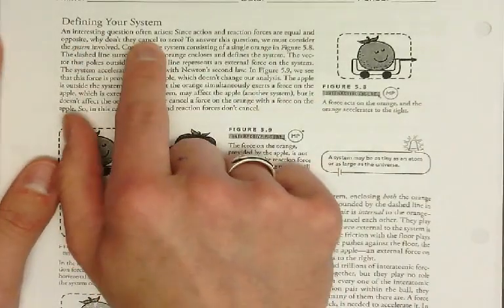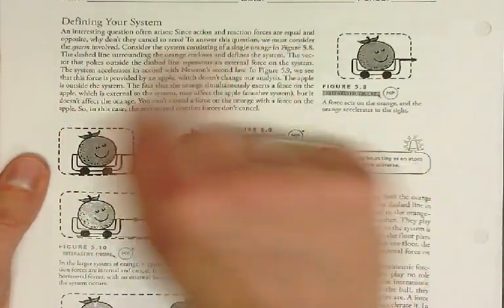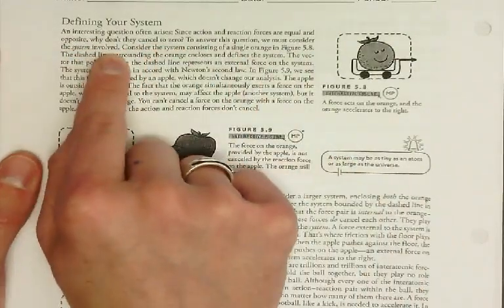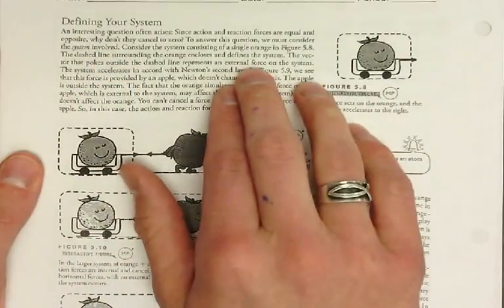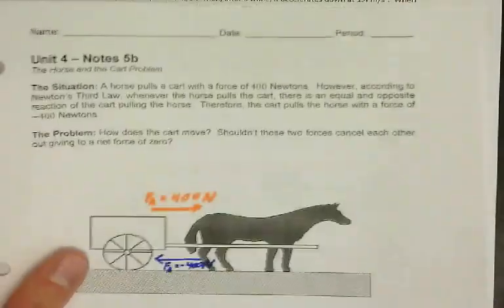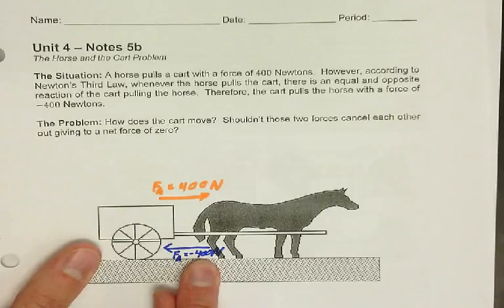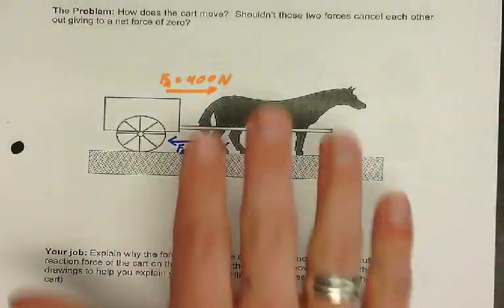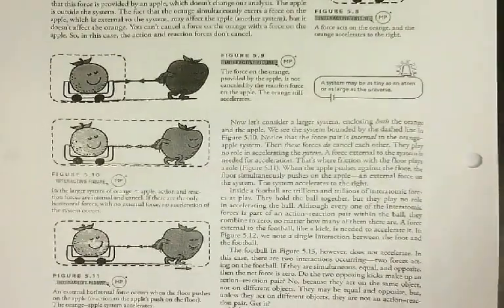So, an interesting question often arises. Since action and reaction forces are equal and opposite, why don't they cancel to 0? To answer this question, we must consider the system involved. So read about systems, figure out what systems are, see if you can apply that to the horse and cart to figure out why these forces don't cancel. Because they can't cancel or the horse will never move. Or if they do cancel, there must be something else going on. Okay? So see if you can figure out what are the forces acting on the horse and the cart. Apply this idea of systems and see if you can figure out what's going on. Okay?